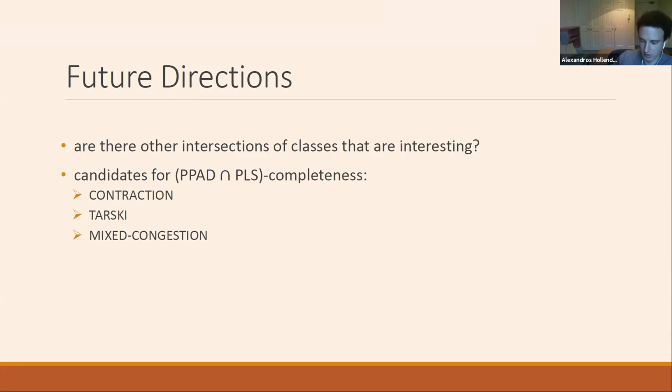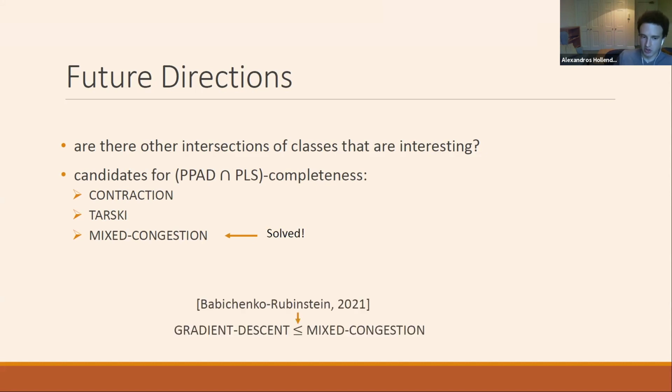And actually, in the follow-up work by Babichenko and Rubinstein that I mentioned, it was shown that this mixed congestion problem is indeed complete for PPAD intersection PLS. And this was shown by reducing from this two-dimensional gradient descent problem that we just worked with, reducing from that to the problem of finding a mixed Nash equilibrium of a congestion game.